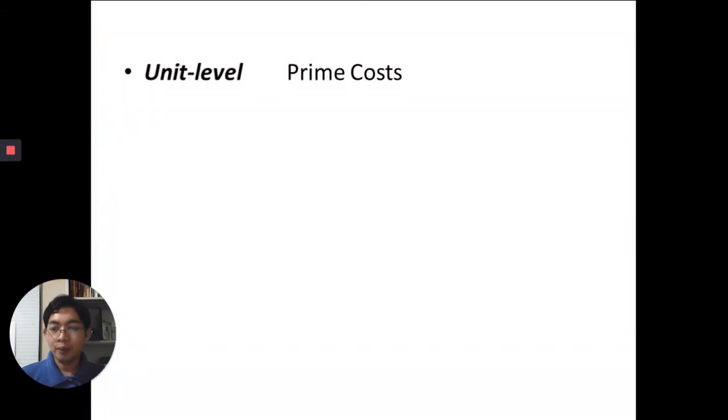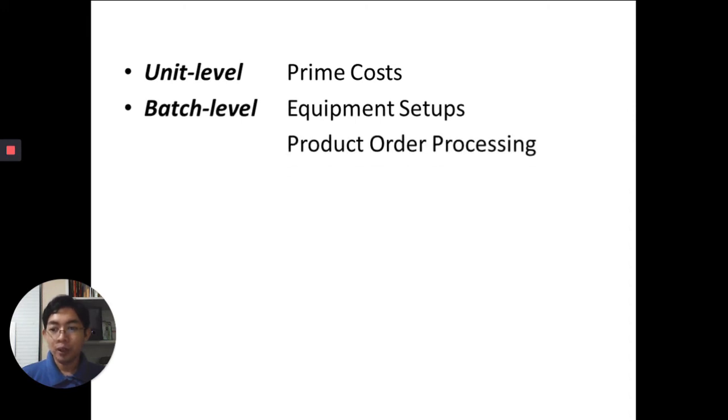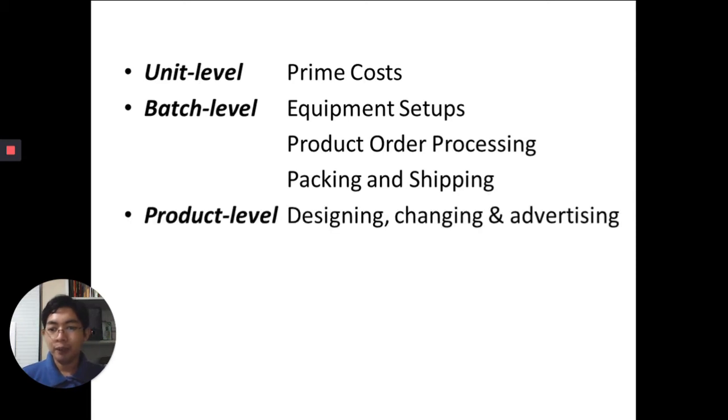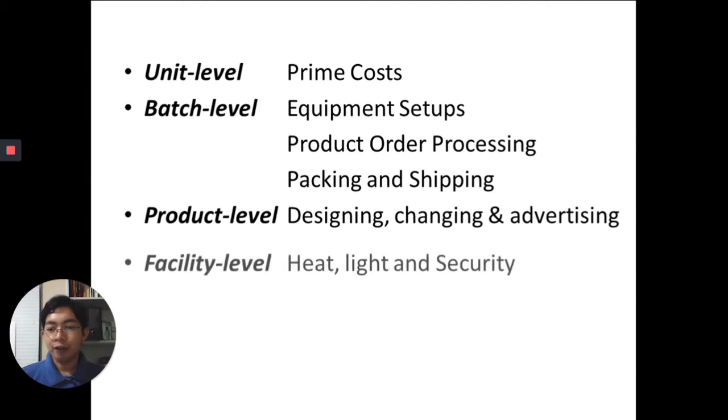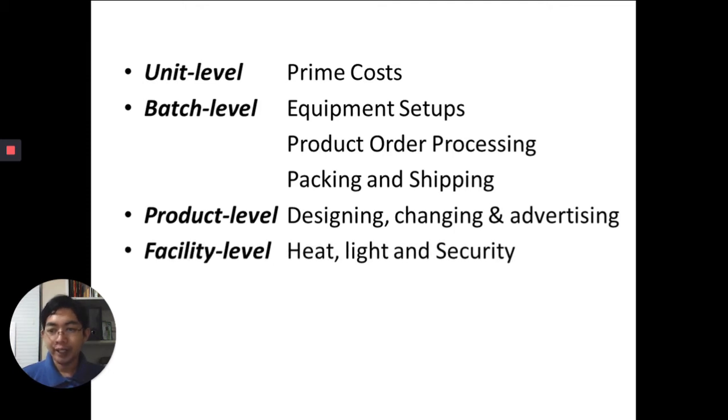As our example, for unit level, we have prime costs. For the batch level, we have the equipment setups, the product order processing, and the packing and shipping. Because when we deliver the goods to our customers or when we process the orders being sent to us, it is per batch. Next, we have product level. We have the designing, changing, and advertising. And for facility level, we have our heat, light, and security, insurance, and plant supervision.